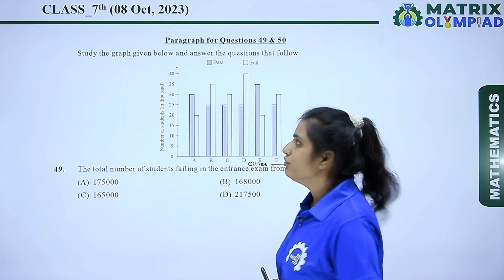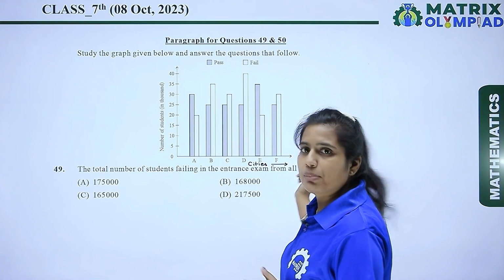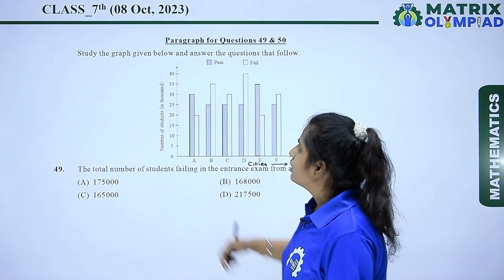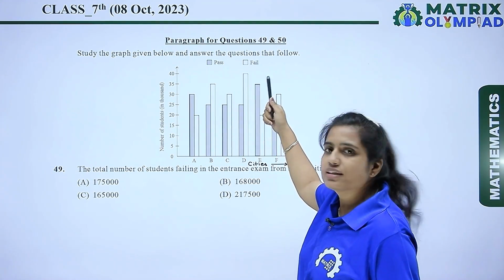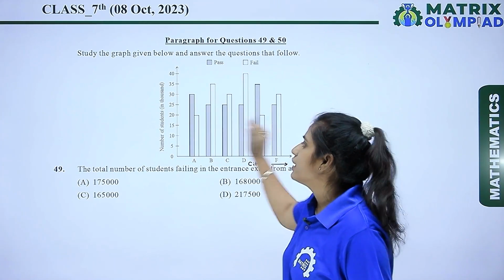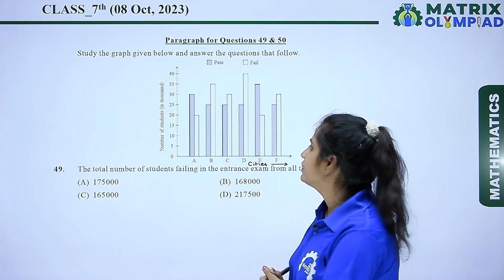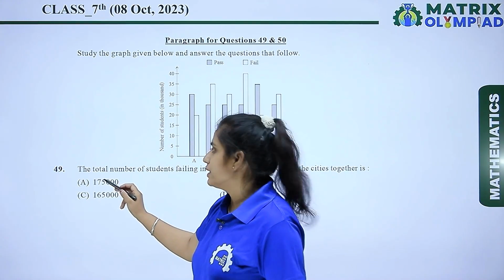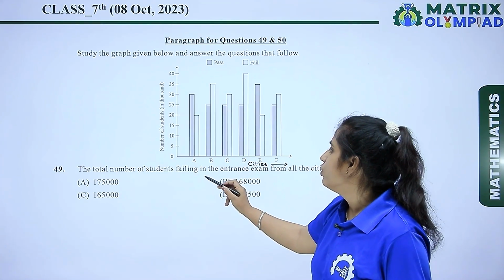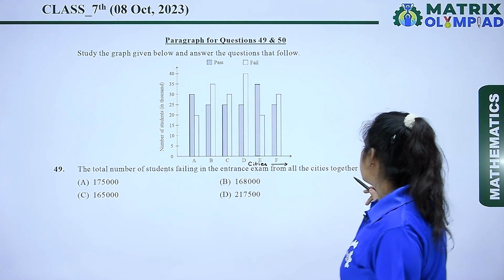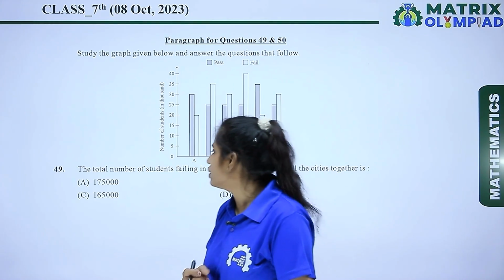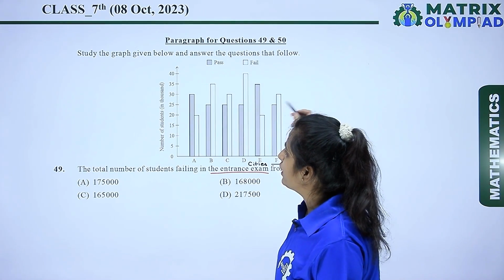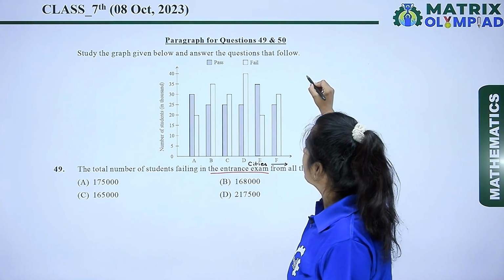based on the bar graph, and this is kind of a double bar graph in which two informations are compared. Study the graph given below and answer the question that follows. ये आपके पास एक ग्राफ है and you have to answer according to the information. Now here question 49 says that the total number of students failing in the entrance exam from all the cities together is, we have to find out the total number of students who are failing in the entrance exam. So let's calculate the information of failing students.